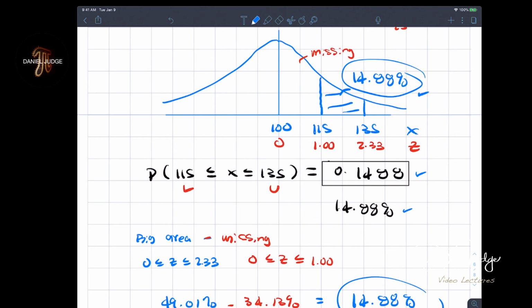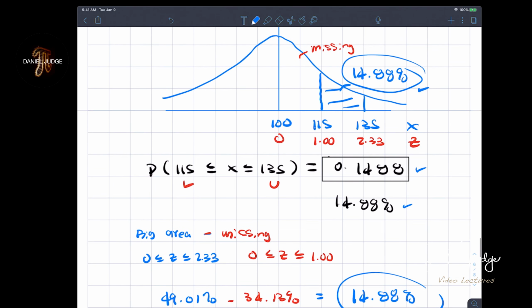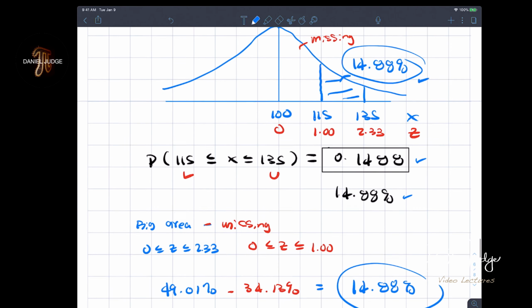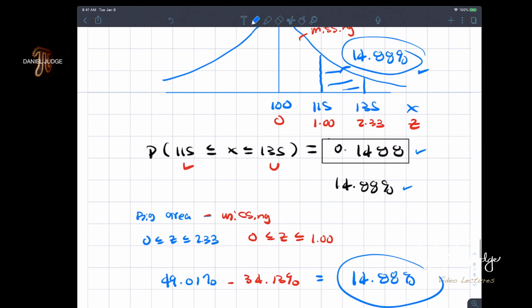So ladies and gentlemen, this is how you handle these questions here, when you use the Z table and any calculator versus just using the TI alone. These are the kind of questions that you're going to see on your test here. So be prepared to do them.